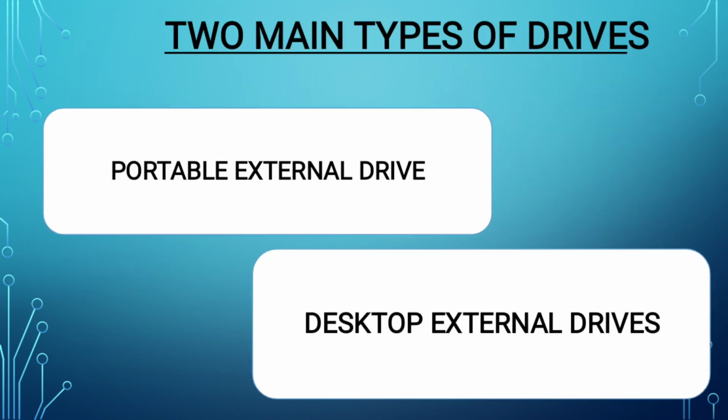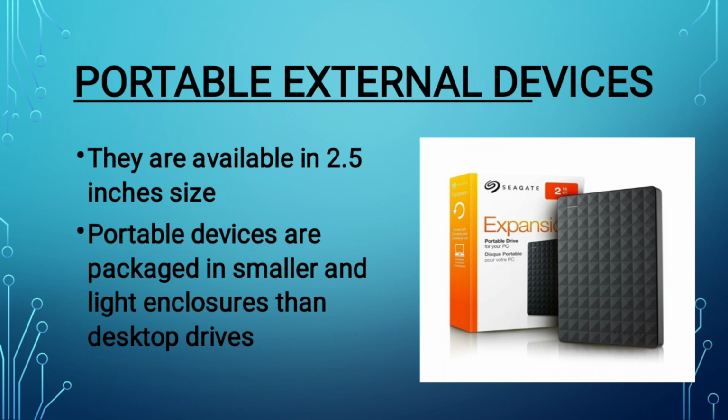There are two types of drives: portable external drives and desktop external drives. Firstly, discussing portable external drives. They are available in a 2.5 inch variant. Portable drives are packaged in smaller and lighter enclosures than desktop drives.